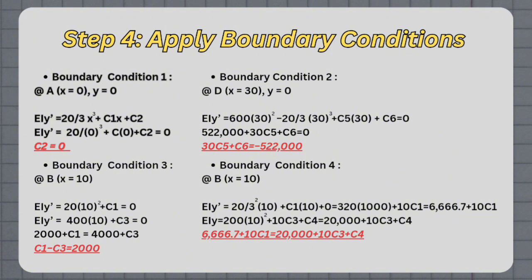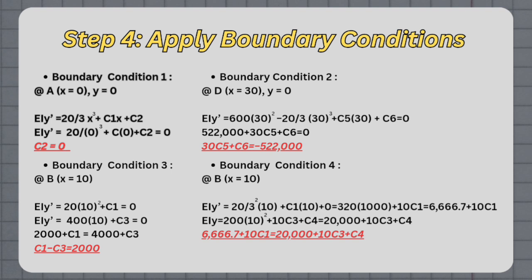Same process we're going to use in our boundary condition 2. At D, x is equal to 30 and y is equal to 0. We substitute the values of x and y into our equation. That will give us the boundary condition 2: 30 C5 plus C6 is equal to negative 522,000. In our boundary condition 3 at B, x is equal to 10. That will give us C1 minus C3 is equal to 2000.